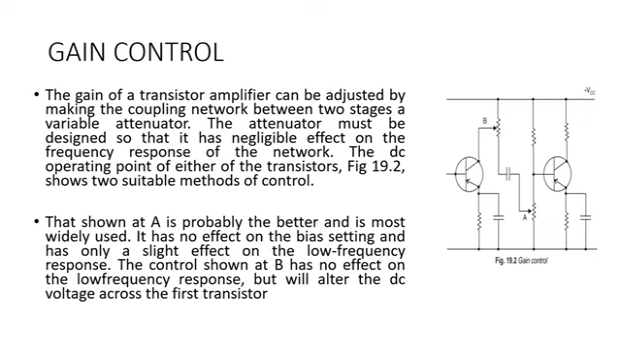The gain of the transistor amplifier can be adjusted by making the coupling network between the stages a variable attenuator. So between stages, it acts as a variable attenuator. What is the meaning of an attenuator? It attenuates a certain range of the input signal. The attenuator must be designed so that it has a negligible effect on the frequency response of the network. We know that the attenuator fully depends on the resistive network.